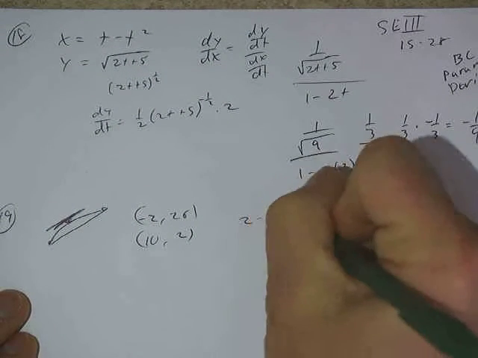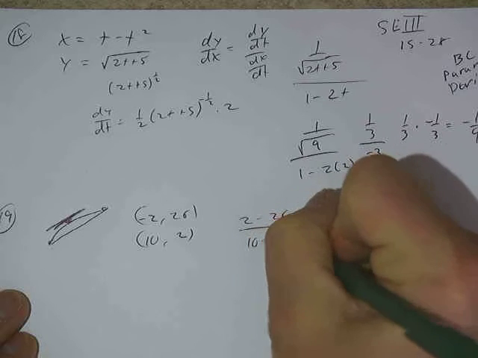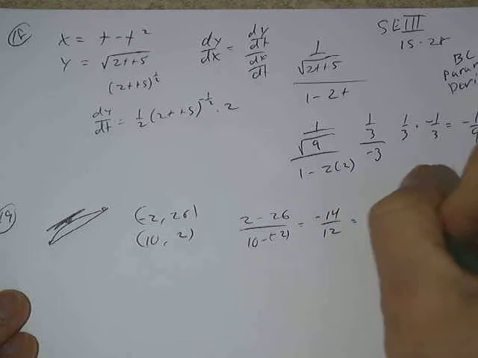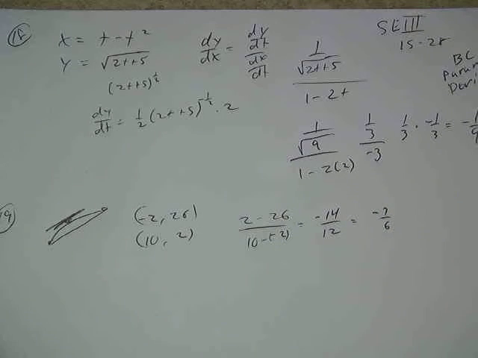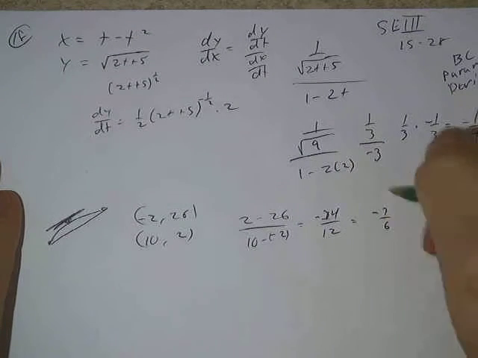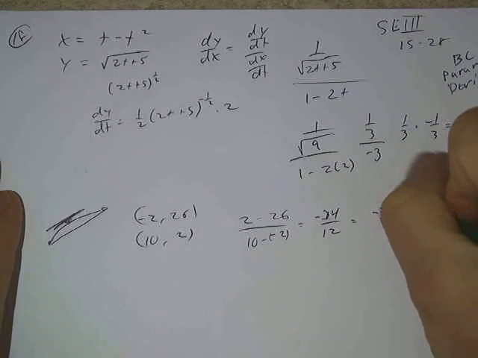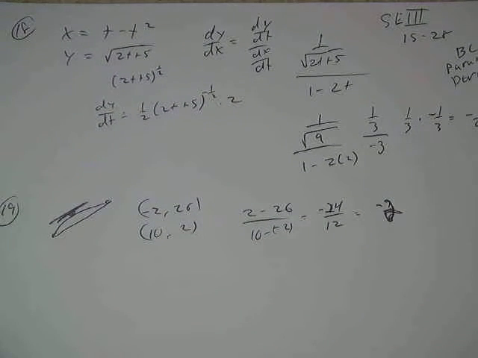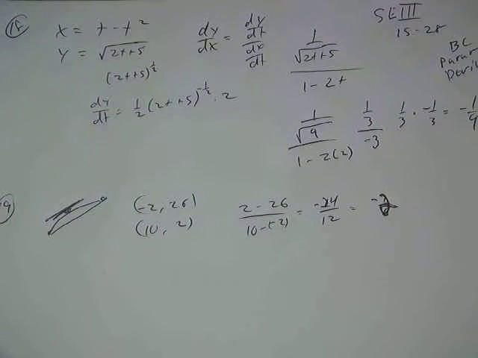So if I do my 2 minus 26 over 10 minus negative 2, I get negative 14 on top and 12 on the bottom, so negative 7/6. I missed something. Oh, 24, sorry. That makes it even easier then. Better yet, we work with negative 2 instead of a fraction. Nice. So we get negative 2 for our slope here, and keep in mind the line we're talking about is tangent to the graph of f, and it's parallel to the segment between the endpoints.